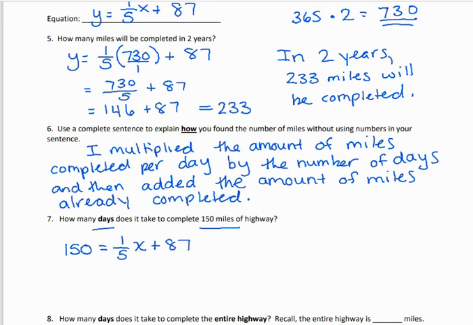Okay, and we were doing a lot of this sort of stuff at the end of last semester, right? Solving for x, getting our variable alone. So the first step here would be to subtract 87. We want to undo that. So 150 minus 87 gives me 63. And we still have equals 1/5 x.